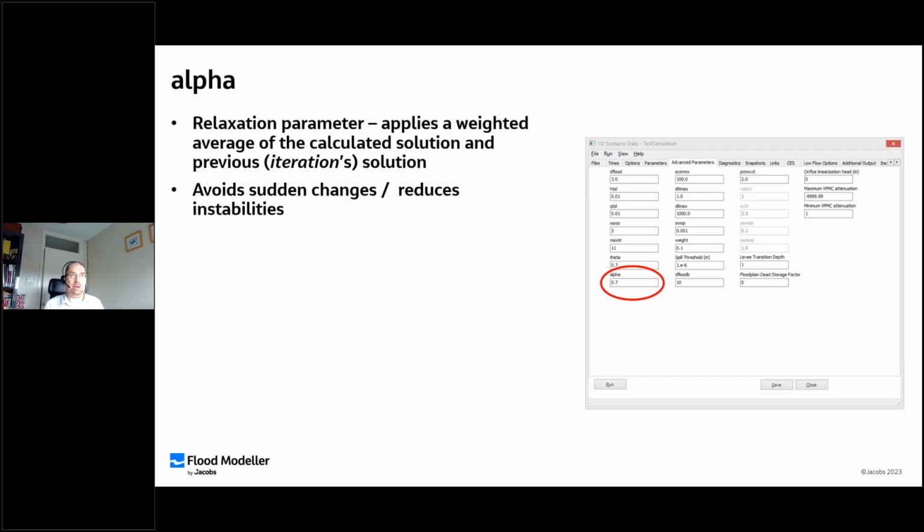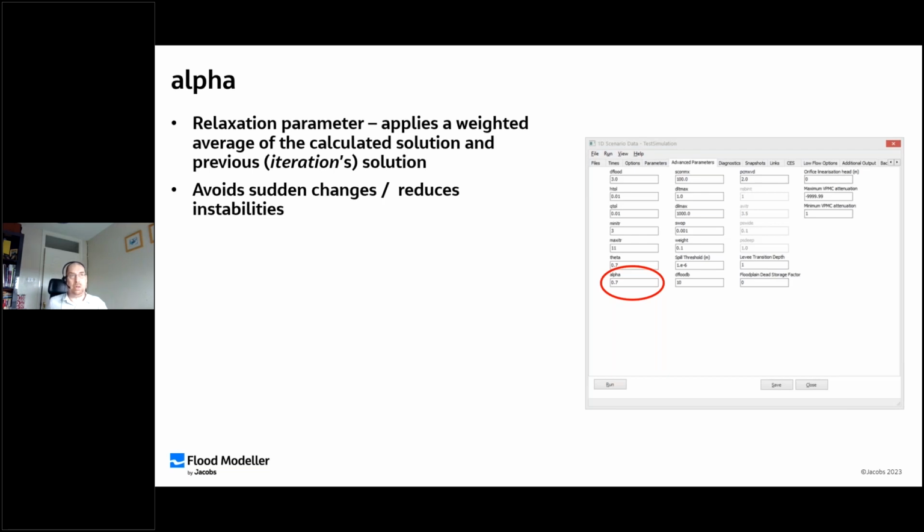What several numerical schemes do not like is sudden jumps, sudden changes, sudden spikes, and that can lead to instabilities. So by relaxing that towards a previously calculated solution, we take a weighted average that smooths the transition between time steps, between iterations, and leads to hopefully more stable models.